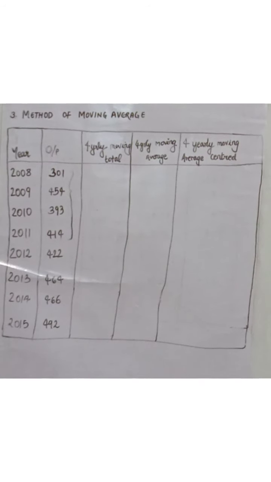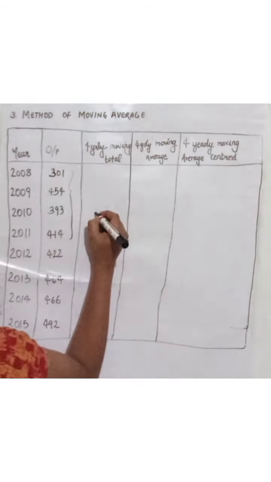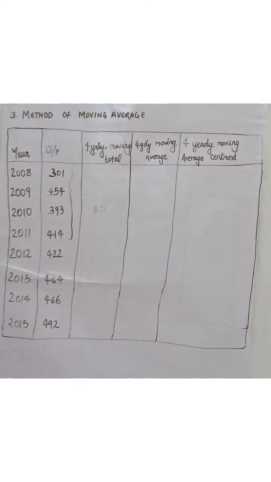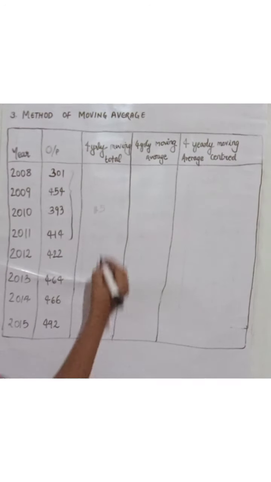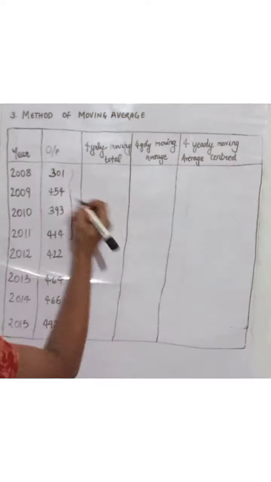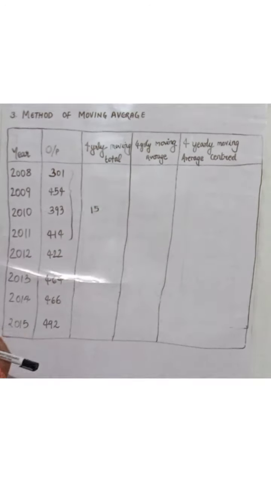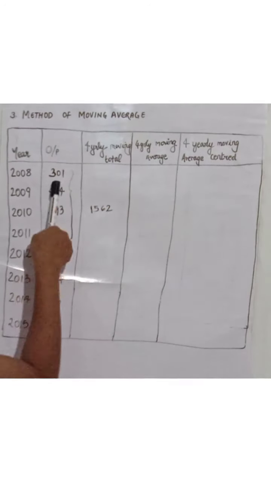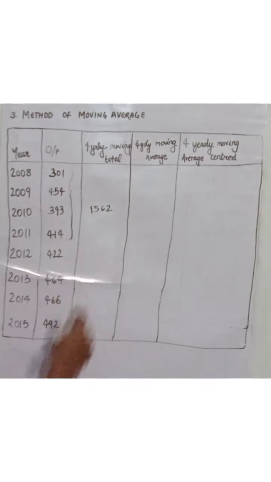So the addition of 301 plus 454 plus 393 plus 414, I get 1562. I have placed it in the column corresponding to the third element. Now time to make another group.